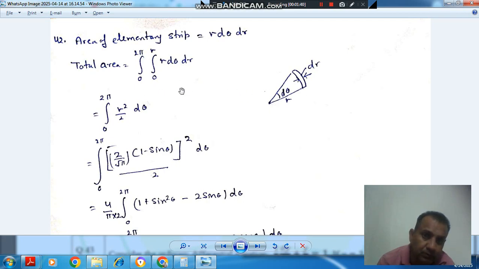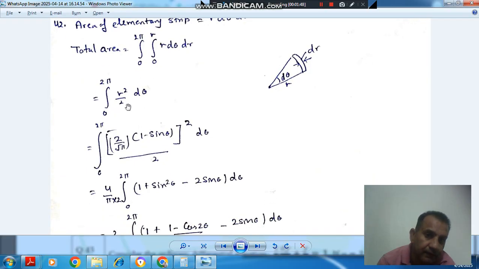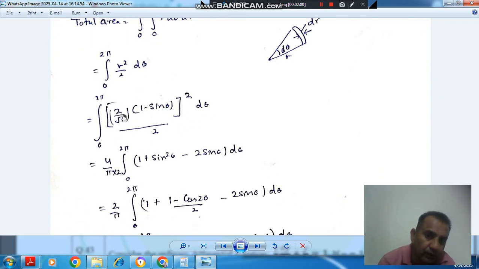Now if we first integrate with respect to r, it will be r²/2 dθ, and now we can put the value of r in terms of θ, that is given as 2/√π (1 − sin θ), and its square by 2 dθ. So now we can solve it. That will be 4/π by 2, and this will be (1 + sin²θ − 2 sin θ) dθ.